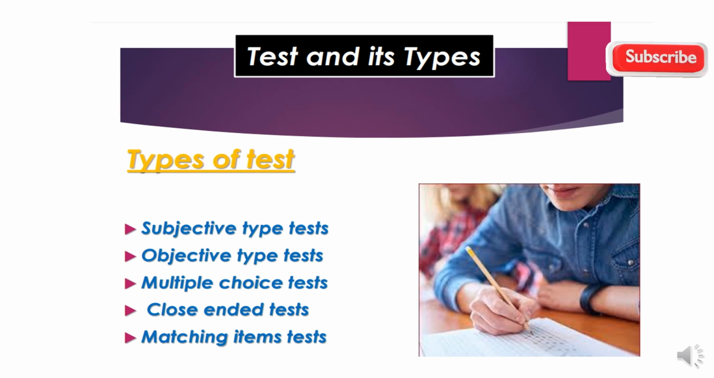Now, tests and their types. Types of tests include subjective type tests, which vary from person to person, and next is objective type test. The next is multiple choice test, and the next is close-ended test, and the last one is matching item test. So these are the different types of test.